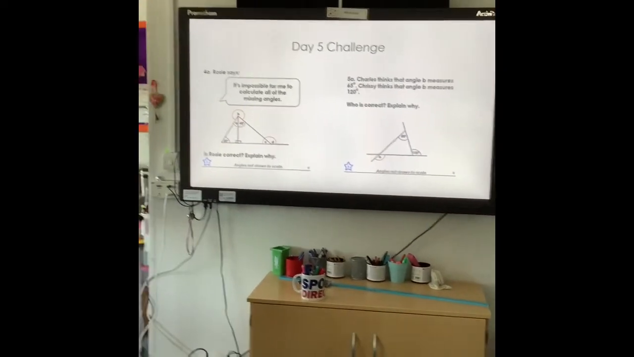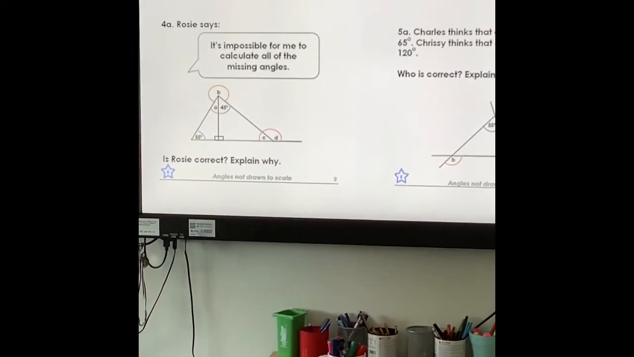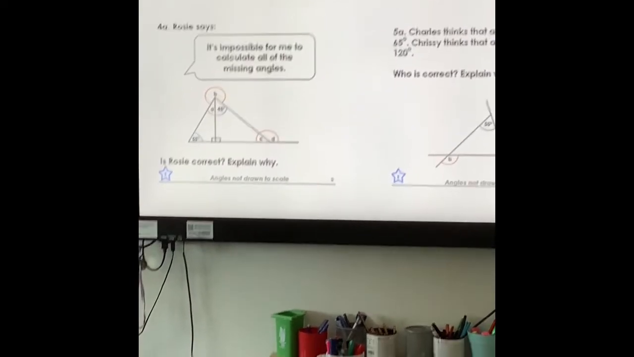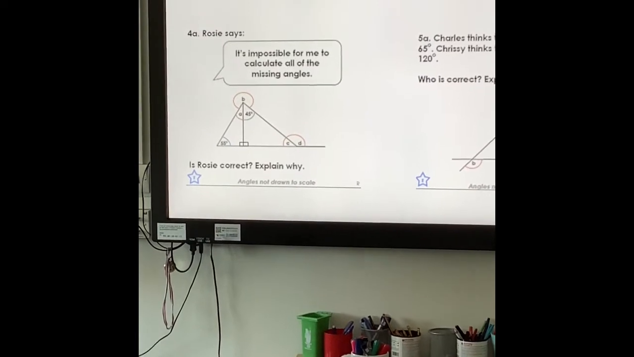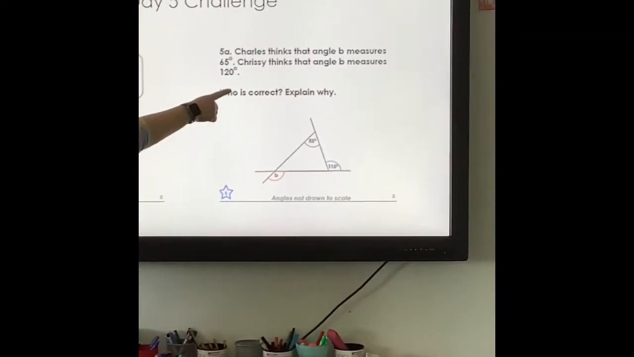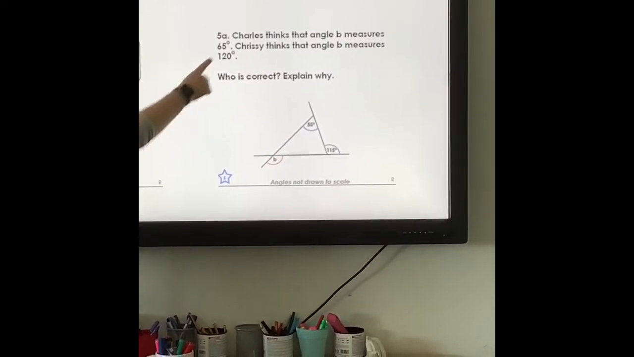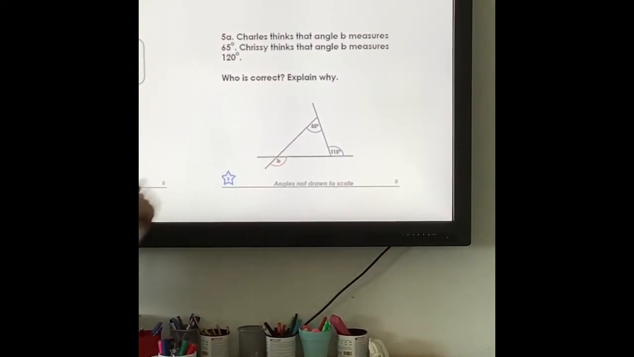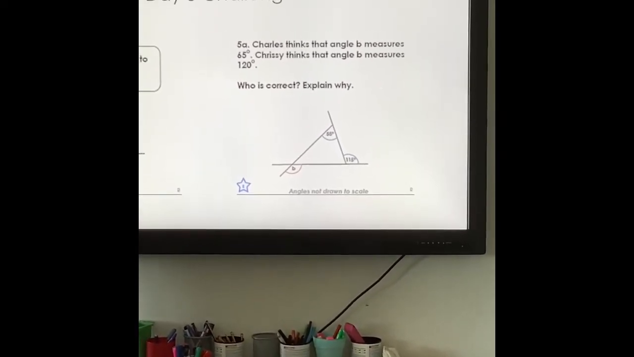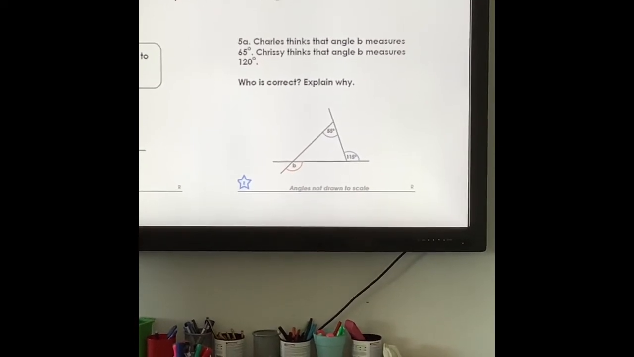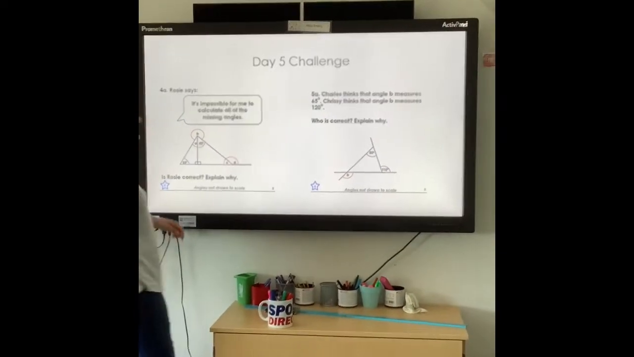Your challenge. So, Rosie says, it is impossible for me to calculate all of the missing angles. Is Rosie right? Explain why. Then, over here, Charles thinks that angle B measures 65 degrees. That's here. Chrissy thinks that the angle B measures 120 degrees. Who's right? Explain why. Pause the video, have a go, and I'll reveal the answers in a moment.